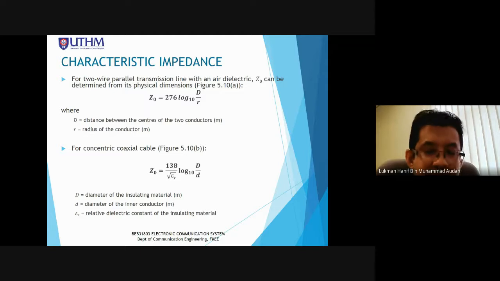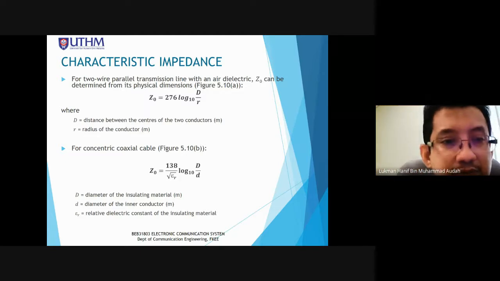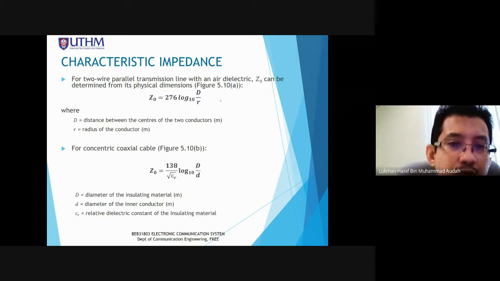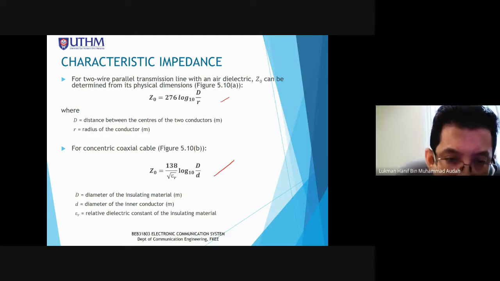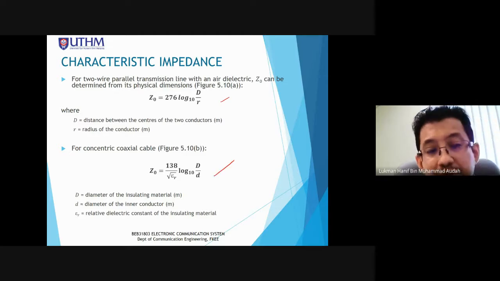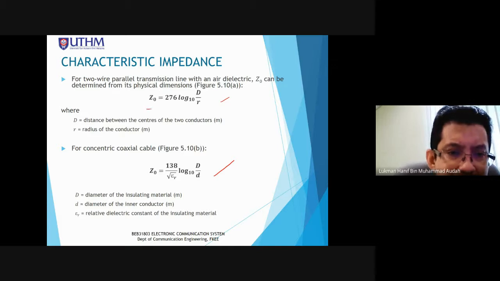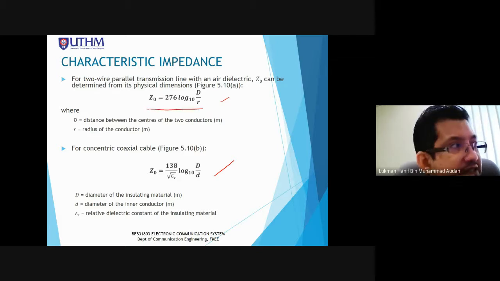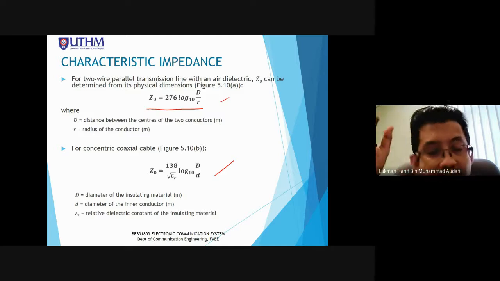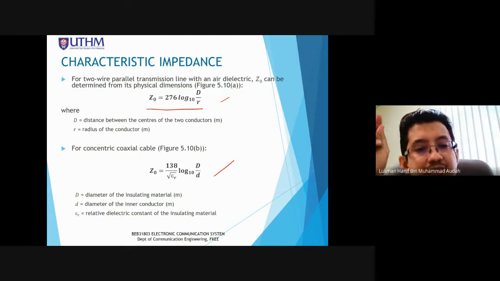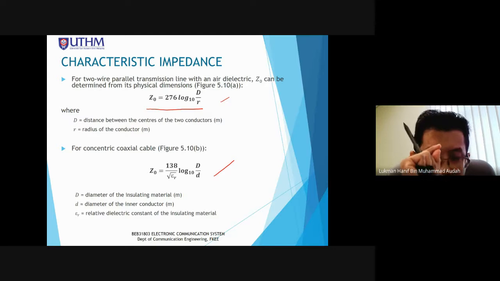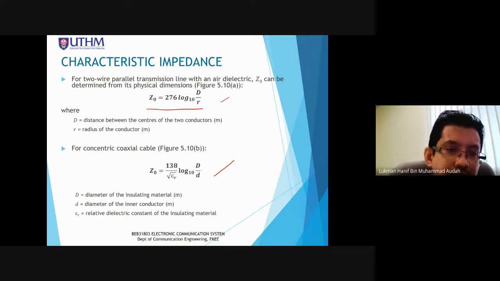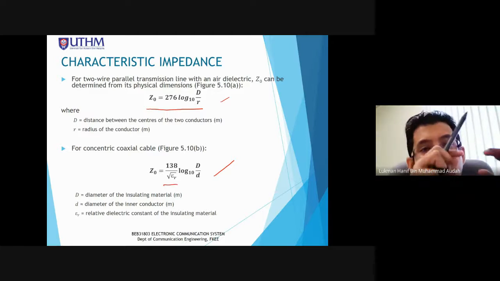Dia tidak sama. Okay. So contoh di sini, untuk yang atas ini adalah untuk 2 wire parallel transmission line. Yang bawah ini adalah untuk coaxial cable. Dan untuk persamaan yang pertama yang atas ni, 276 log D over R, where D is the distance between two conductor, jarak antara dua conductor, dan R ini adalah radius untuk setiap conductor itu. Okay. Manakala untuk coaxial cable ni satu conductor je.